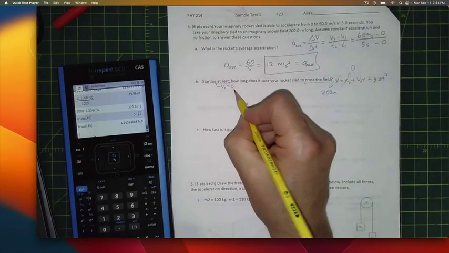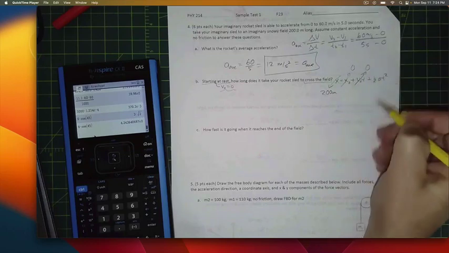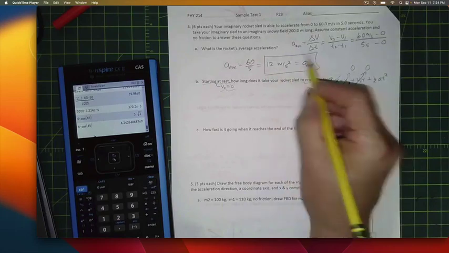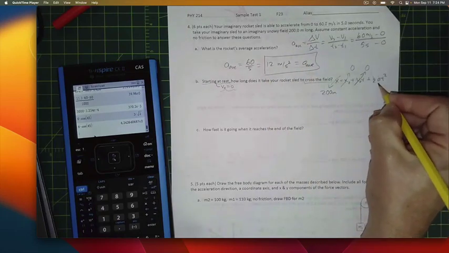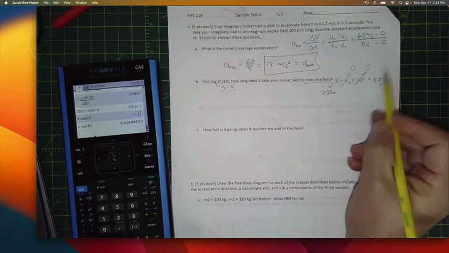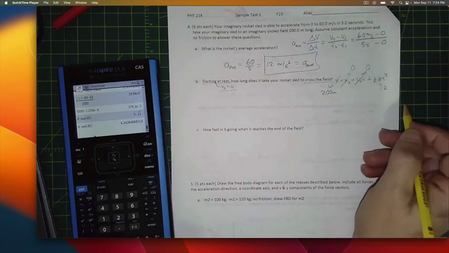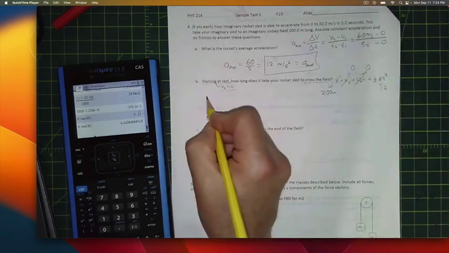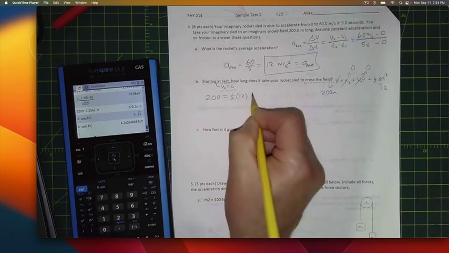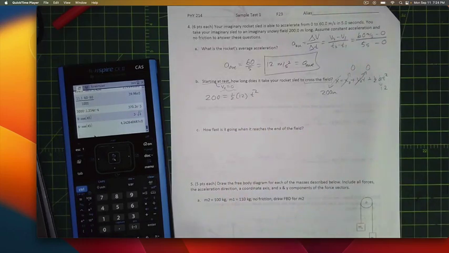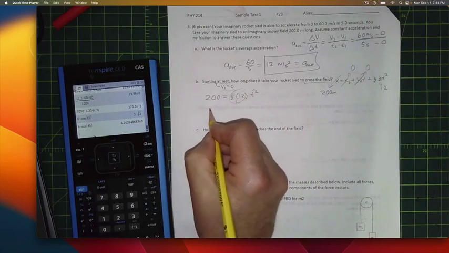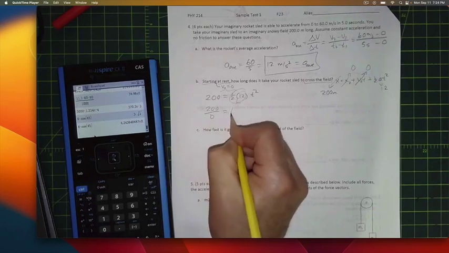V naught T, we just said that V naught was 0, so that one's going to go to 0. And we have 1/2 AT squared. It says constant acceleration, so we know that A is 12. We know everything except T in this equation, so let's use that to find T. These two terms are 0, so let's rewrite it: 200 equals 1/2 of 12 T squared. This becomes 6, divide through by the 6, so we get 200 over 6 equals T squared.